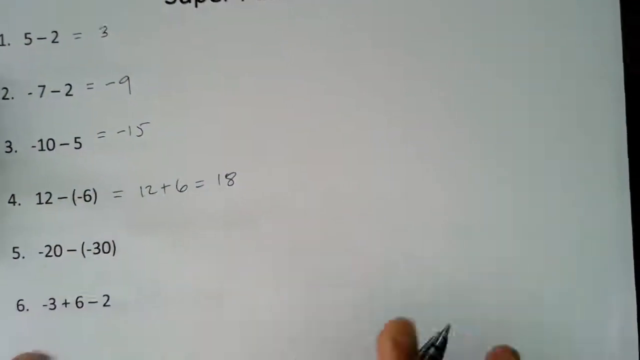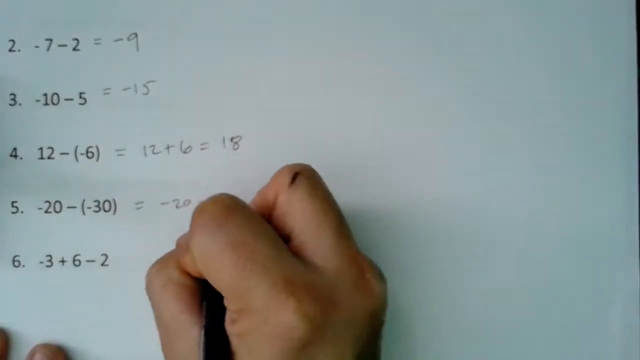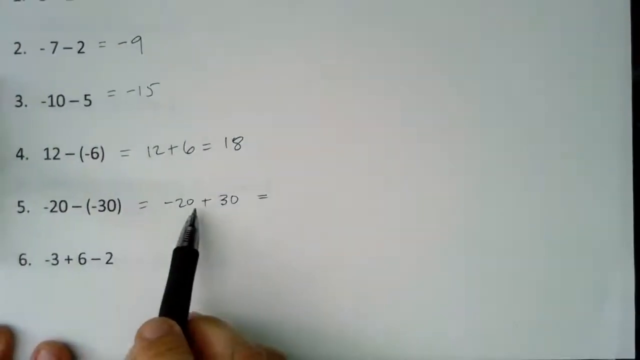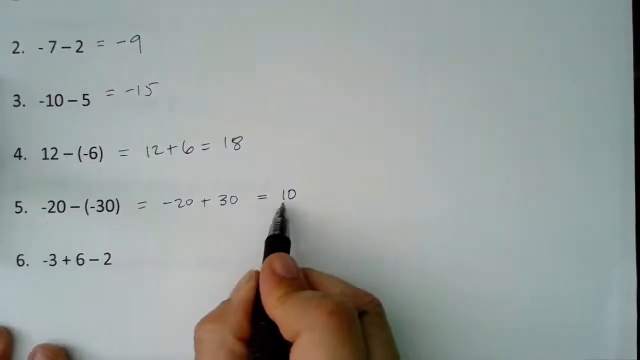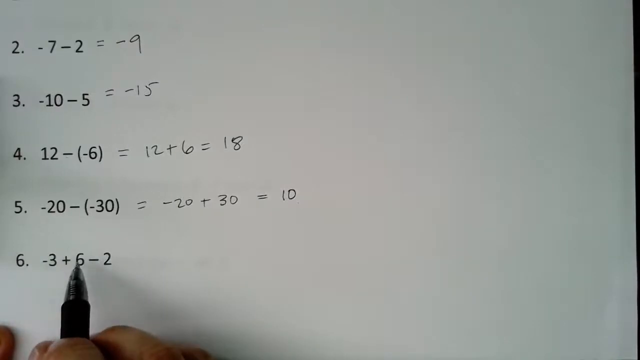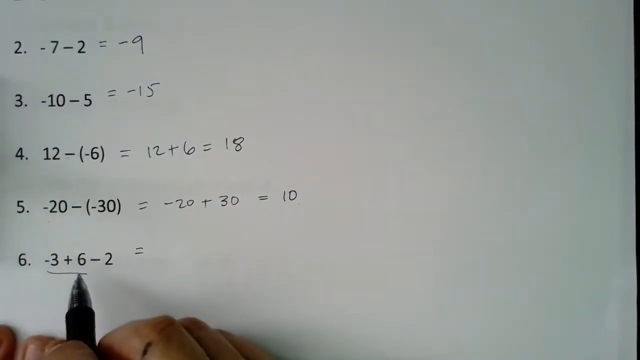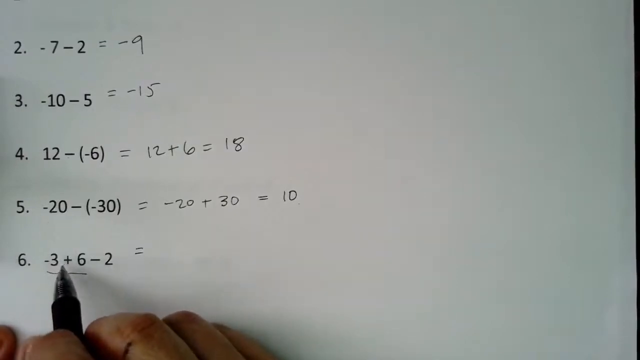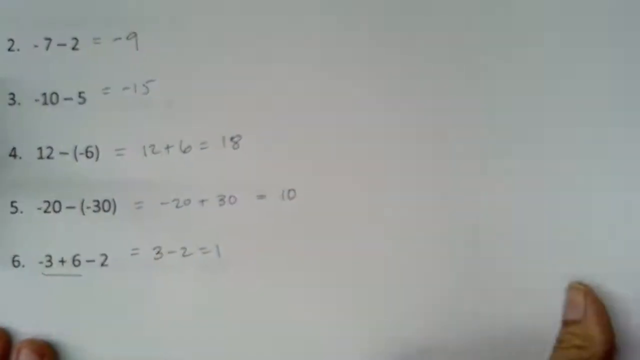And then here, negative 20 minus a negative 30, that's going to be negative 20 plus 30, right? Which is then different signs, subtract. And then you keep the larger sign, which is 10, positive, right? And then here you have negative 3 plus 6 minus 2. So just go through it. You can go through it left to right. Negative 3 plus 6, that's different signs, subtract. And that's going to become a positive 3 minus 2, which is just a 1. Okay?